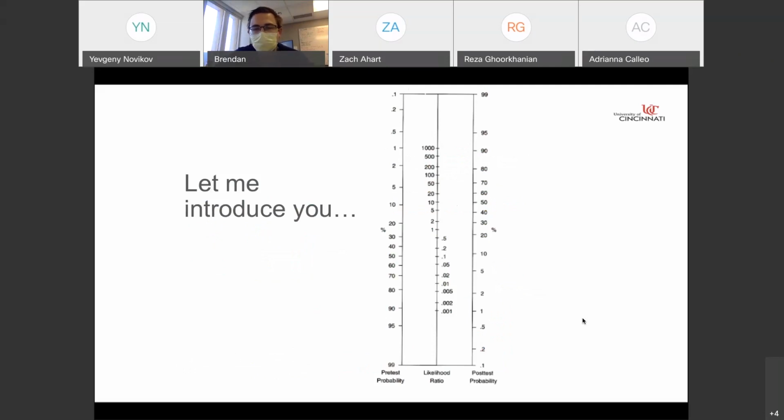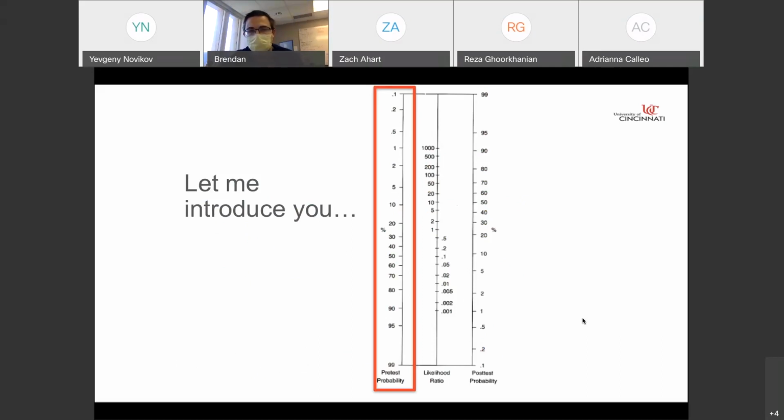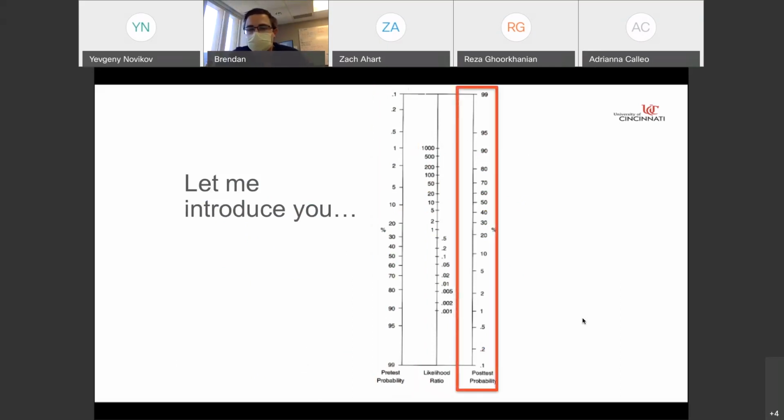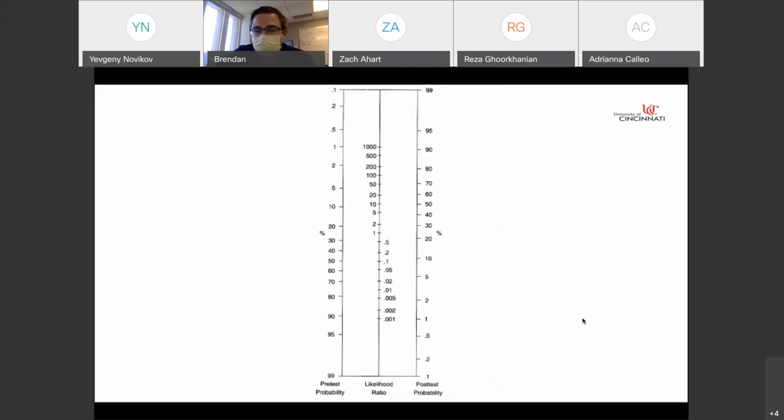I want to introduce you to something that I think is one of the coolest things ever. It's called a Fagan nomogram, but the name isn't that important. The important thing is knowing what you're seeing here. You have three separate columns of numbers, and on the left, at the bottom, you have pre-test probability. In the middle, you have likelihood ratio, which we just calculated, and on the far right, you have post-test probabilities. Okay, and the way that this nomogram works is actually really amazingly simple.